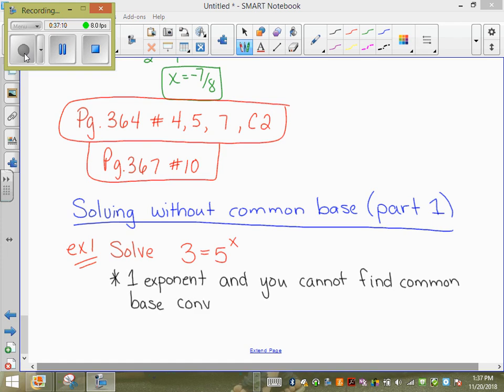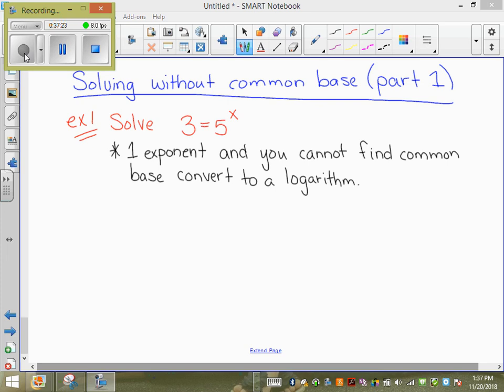convert to a logarithm. Now, how in the heck do we do that? So, we have 3 equals 5 to the x. How do we convert to a logarithm? Well, this is the base of my exponent. We agree? It's the base. That's what's called, the base to the exponent. The base of your exponent becomes the base of your log.